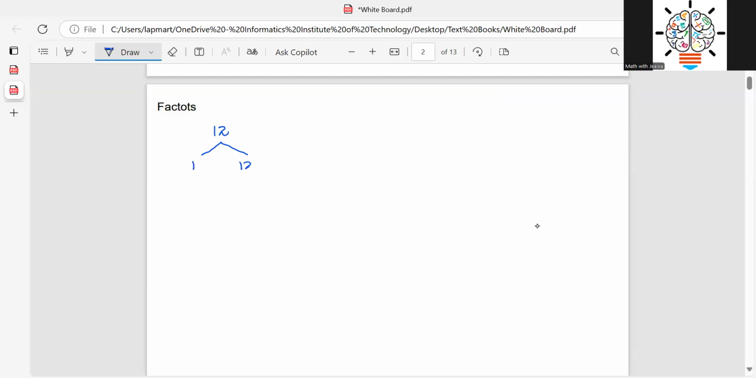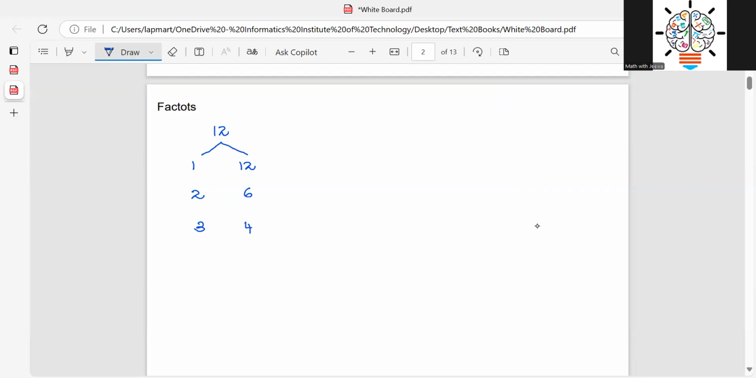1 times 12, 2 times 6, and 3 times 4. 4 times 3 is also possible, but no need to take 4 times 3 because already we have taken 3 times 4. 6 times 2 is also possible, but no need to take it again because already we have taken 2 times 6. Either you are talking about 2 times 6 or 6 times 2, both of them are the same, therefore we don't want to repeat them.